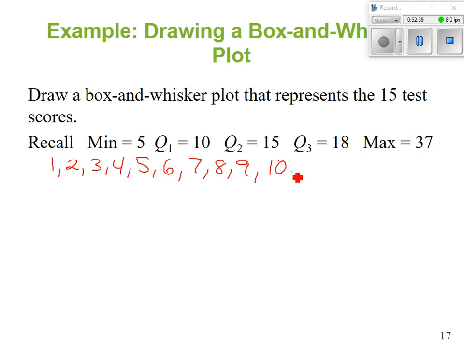You need to find 5 things. You need the minimum. What is the minimum this time? You need the maximum. What is it? And then you need your 3 quartiles: quartile 1, quartile 2, quartile 3.